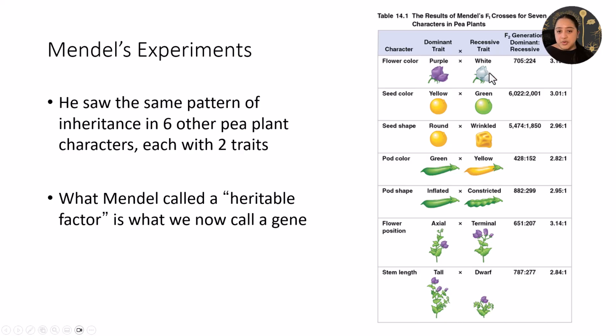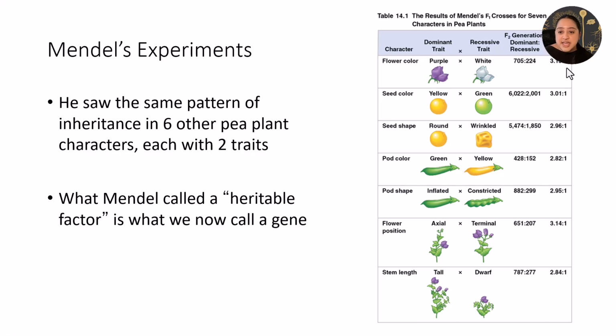Purple versus white flower color, yellow versus green seed color. So with all of these things that he was studying, he saw the pattern of roughly 3 to 1. And if you're wondering how he got that, you would divide the bigger number, the 705, by the smaller number. That gives you the 1. And then the other number is the ratio of roughly 3. So if you do the math, it's like 3.15, but roughly 3.